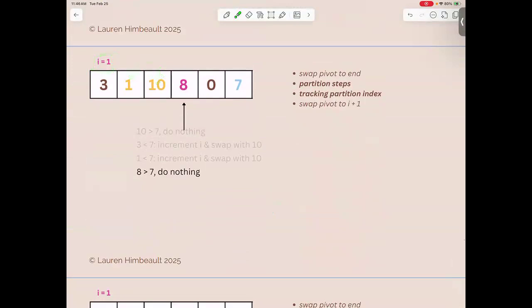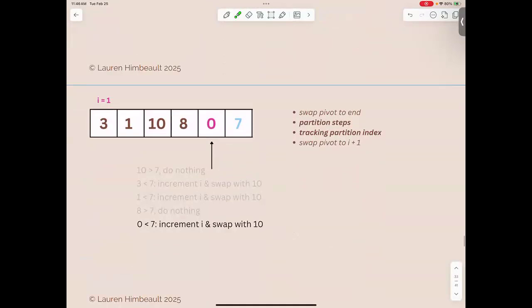Now we see 8 is greater than 7. So we don't do anything. Nice, easy step. Our J can just increment again and we'll go to the next one. Here we see 0 is less than 7. So this is going to be another increment and swap. So again, that means that I is going to become 2. If you're following along, 0, 1, 2, 3, 4, 5. So what does that mean? That means I became 2 and we swapped 0 with whatever was in the position that we needed to swap with.